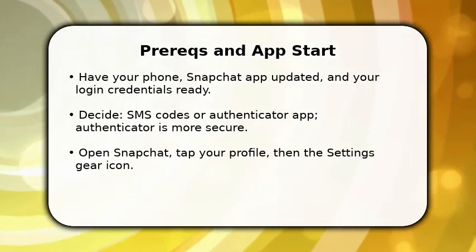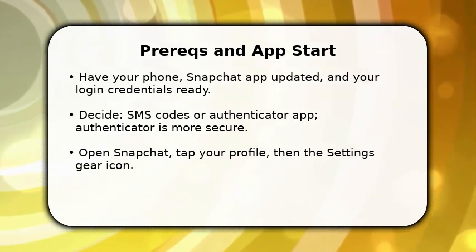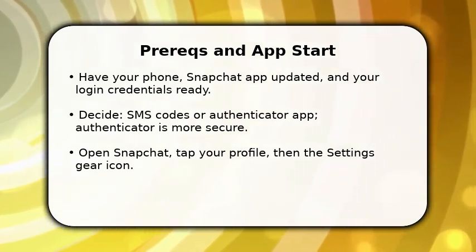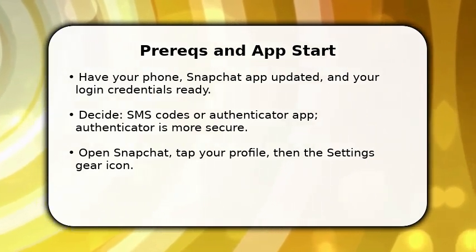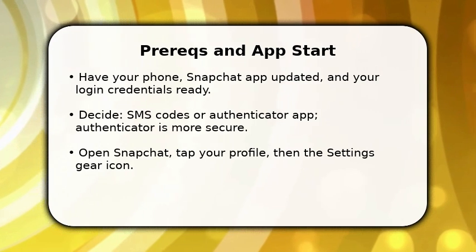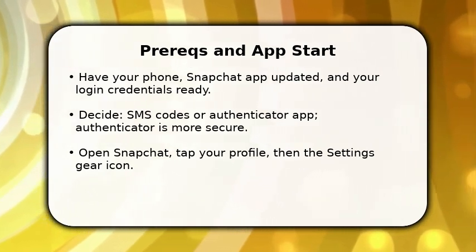You will start by confirming prerequisites. Phone with the Snapchat app updated and your login details. Once ready, open Snapchat and tap your profile. Next, hit the settings gear at top right so you can access security options.